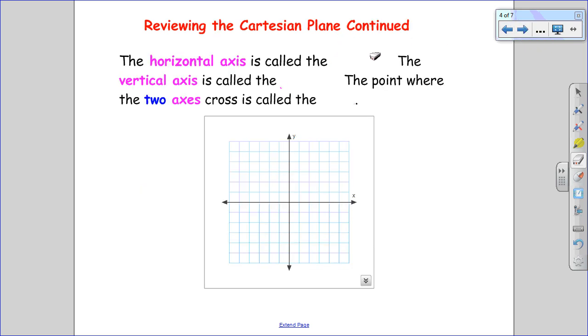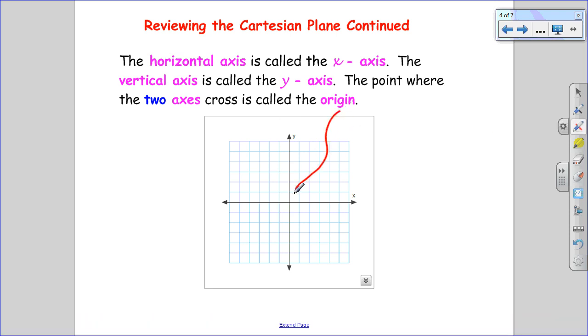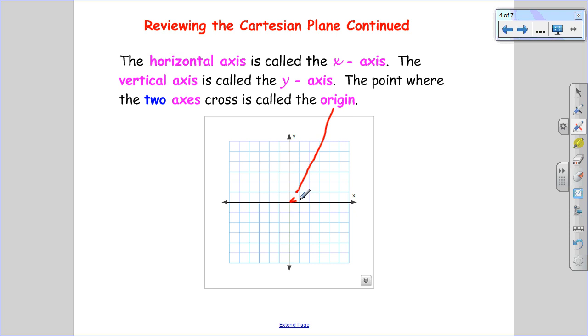Now the horizontal axis is called the x-axis, and this one's the horizontal one. You'll see the x beside the axis. The vertical axis is called the y-axis, and the point where those two axes cross is called the origin. So the origin is right there. Let's try that again. So your origin is right there where the two axes cross. And your x-axis is the horizontal one. And your y-axis is this vertical axis.